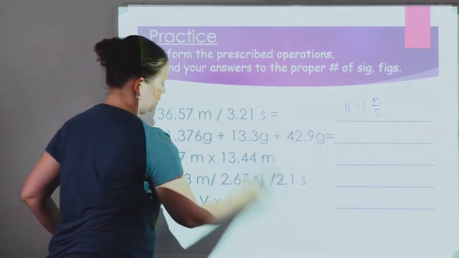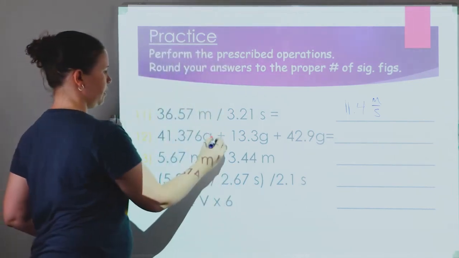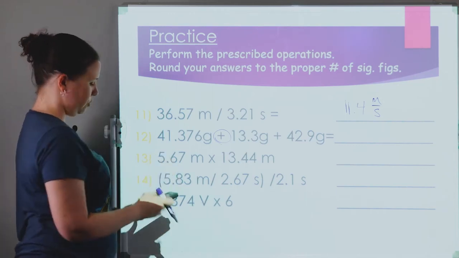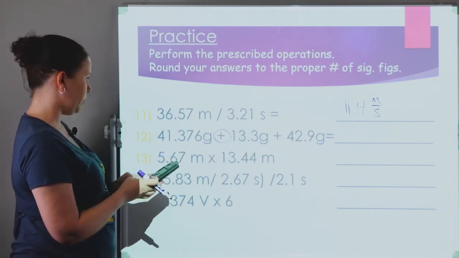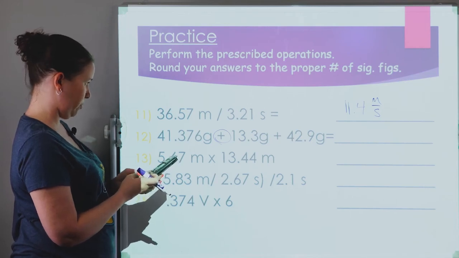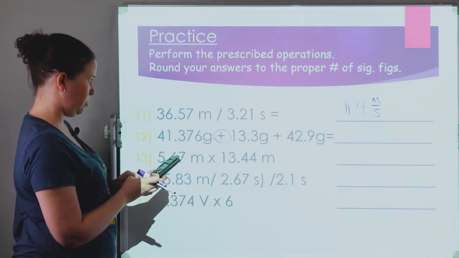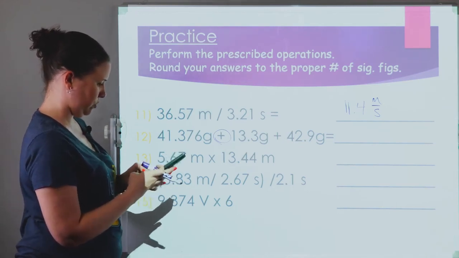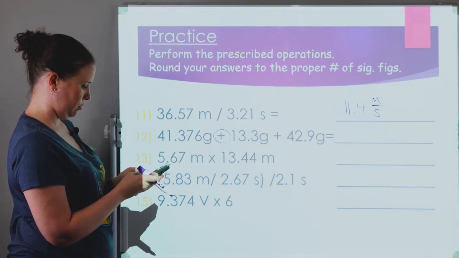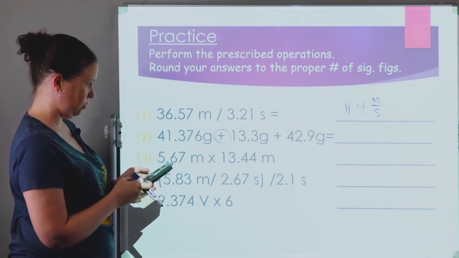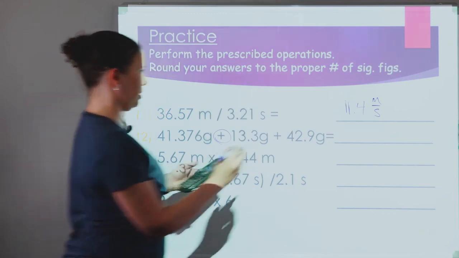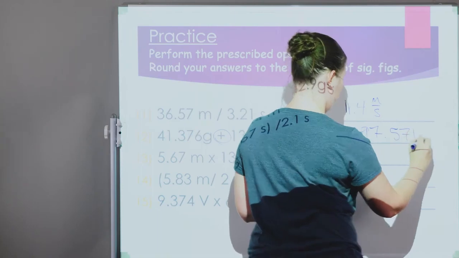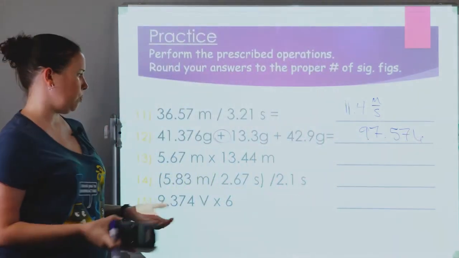All right, let's look at the next one. Here I can see addition, so I can tell I'm looking at decimal places. So let's first type the problem into the calculator. 41.376 plus 13.3 plus 42.9. Oops, calculator error, my apologies. 42.9. And we get 97.576.